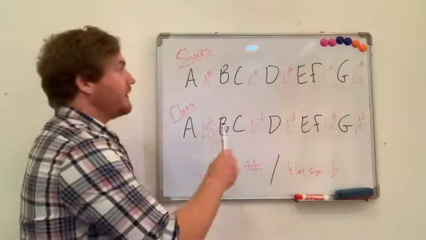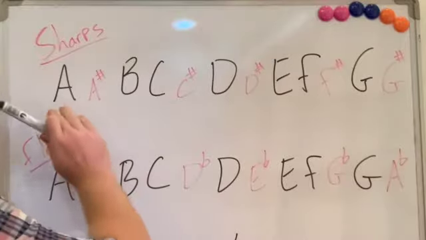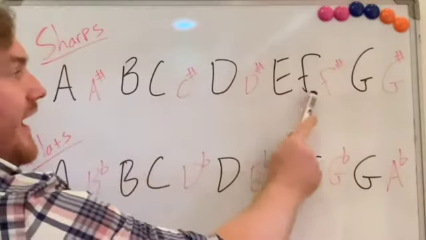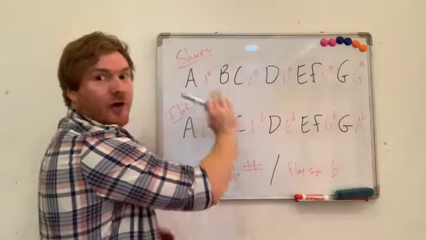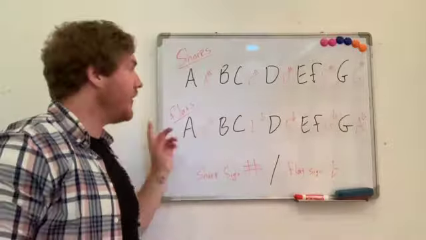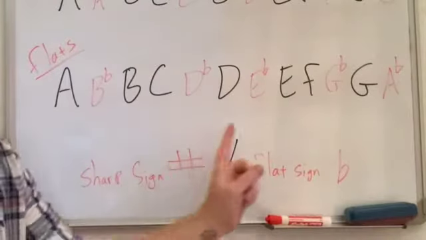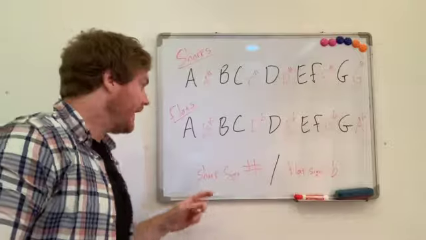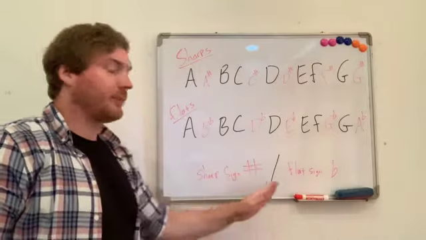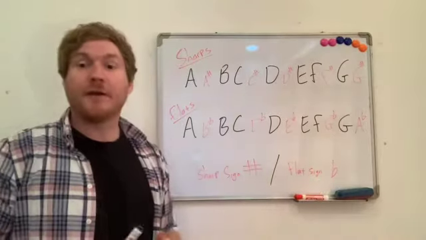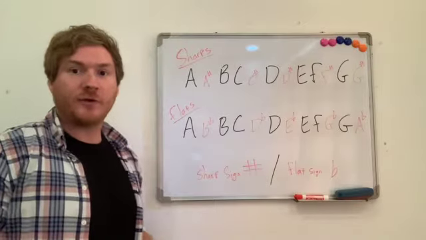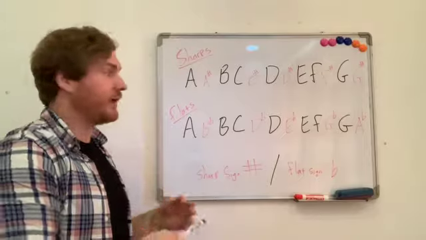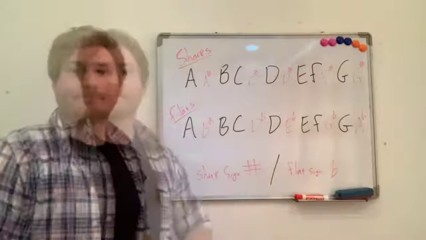So here we go. We've got all 12 notes, 1, 2, 3, 4, 5, 6, 7, 8, 9, 10, 11, 12, using all naturals and sharps. And then we have all 12 notes using all naturals, which are in black, and sharps or flats, which are in red. And we denote those by the sharp sign and the flat sign. Later on, we'll learn how to know when you're going to be using naturals and sharps versus when you're going to be using naturals and flats.